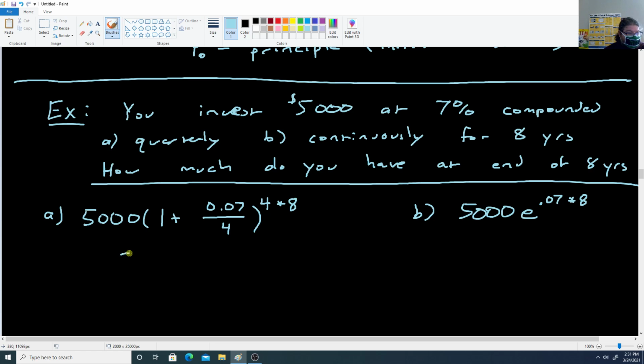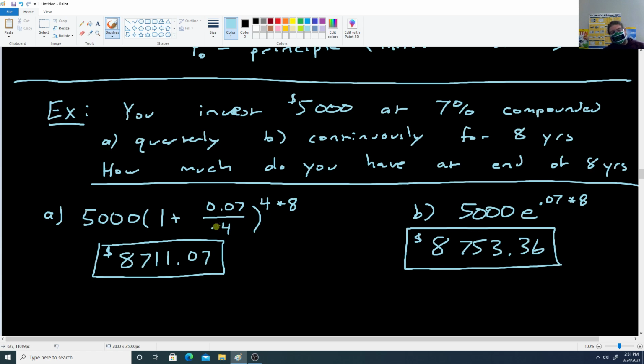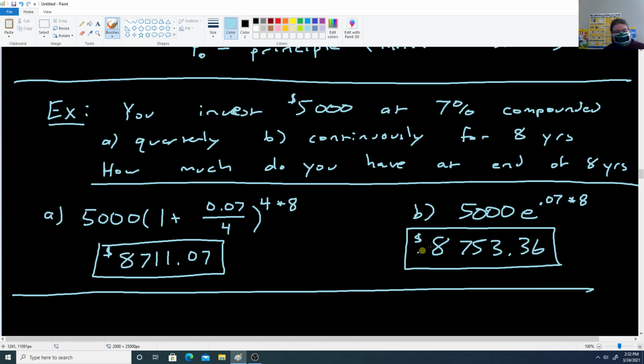So this one, we get $8,711.07 back from that. And this one, we get $8,753.36 back. So the slight difference is here you're compounding 4 times per year, and here you're compounding continuously, which means you're always compounding, which is compounding more times than 4 times. So the extra compounding leads to the extra money that you earned over here.